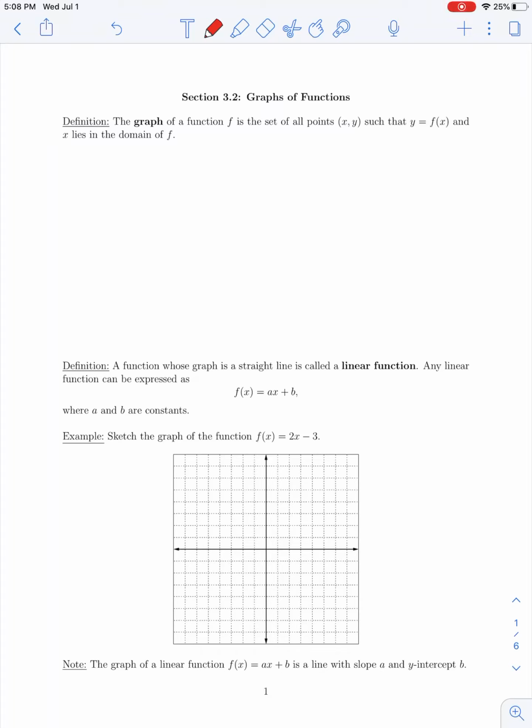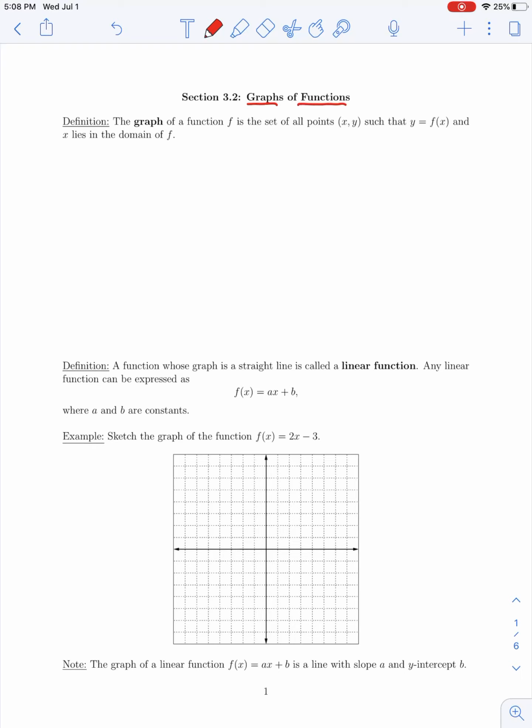Okay, in this lecture, we're going to continue with our Chapter 3 review material. And in this section, 3.2, we're going to talk about the graphs of functions. So in 3.1, we reviewed the concept of a function. It's some rule that assigns unique values to each point x in a set called the domain.